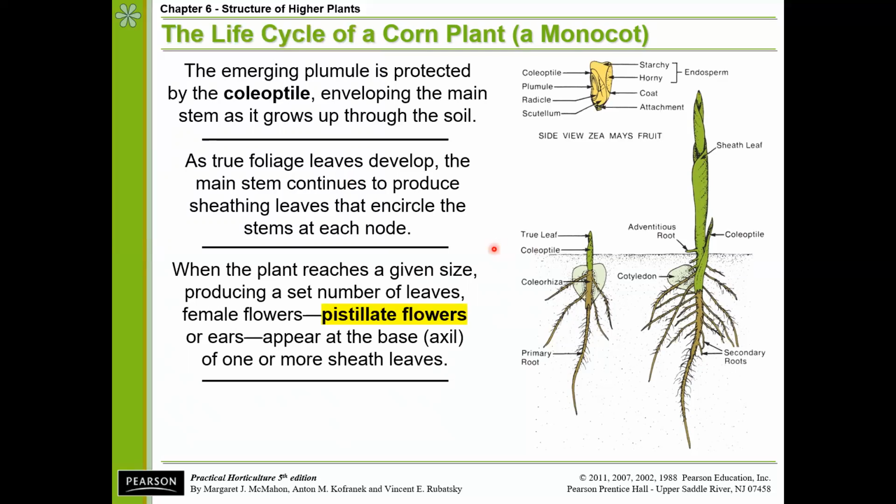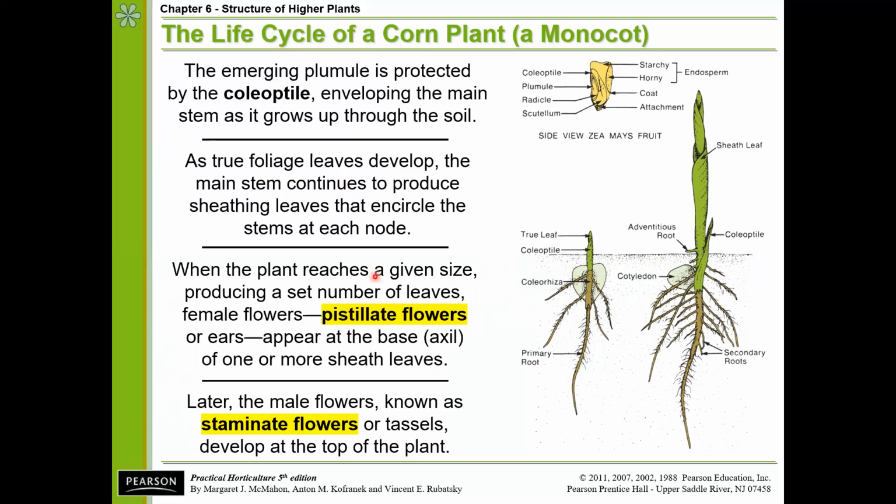With corn, when the plant gets to a certain size, and generally we gauge that on the number of leaves it has, then it will trigger the formation of the female and male flowers. The female flowers are the pistillate flowers, because the pistil is the actual sexual part of the female flower that receives the pollen. And in corn, we call those silks. And later we have the staminate flowers, or the tassels, forming at the top of the plant.